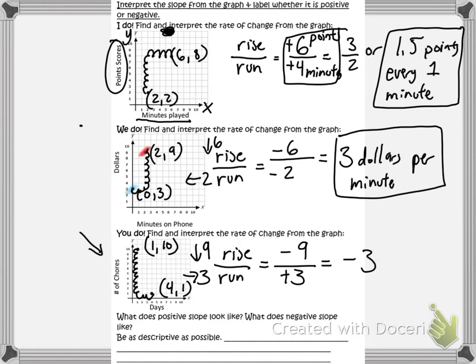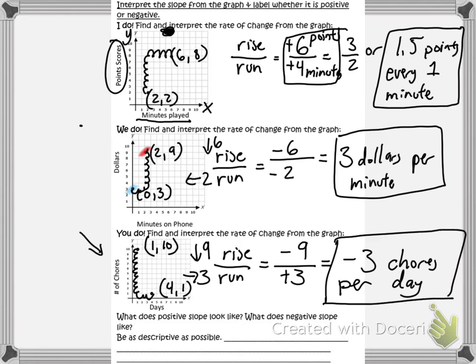But -3 what? -3 chores per day. So if the number of chores are going down, am I doing chores or am I not doing the chores and having the chores build up? If I'm having negative chores per day, am I doing chores or am I not doing chores? All right. If you said you are doing chores, that is correct because we're doing chores each day. The number of chores we have is going down. That's why we have a negative chore amount per day.